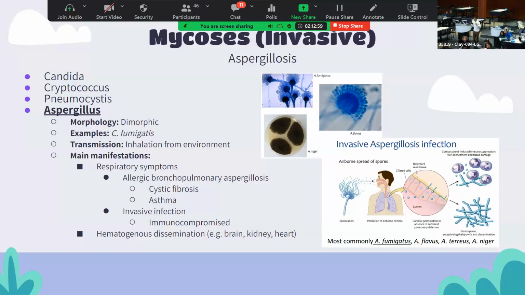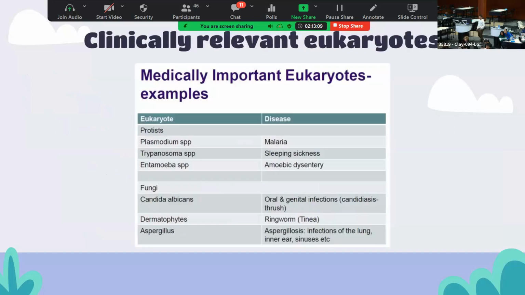Once again, probably don't need to know all of this. If you want to revise this over the slides, feel free. Just a general understanding of mycoses should be fine. Don't take my word for it though. And then medically important eukaryotes, that will also include the protists that we'll go over later.